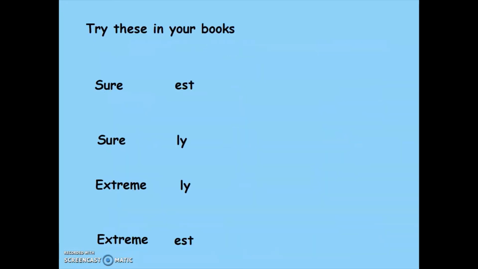Now I would like you to try these in your books. Remember, it's really important to look if your suffixes start with vowels. If they start with a vowel, you need to use your special rule and lose the E off the end of the root word. Pause the video while you have a try at this now, and press play when you're ready to continue to your main task.